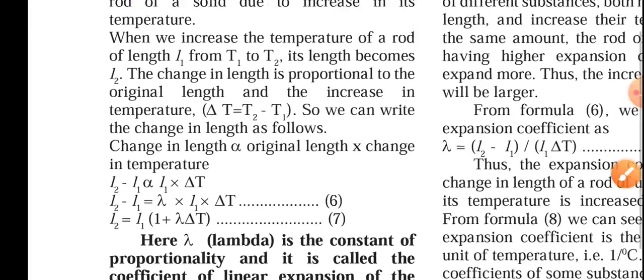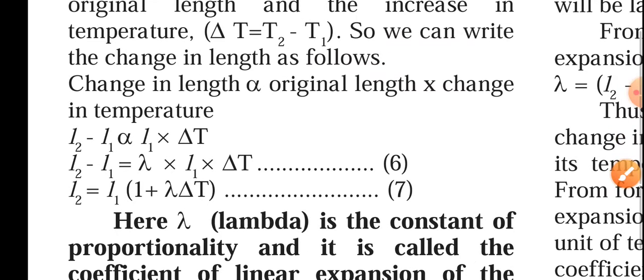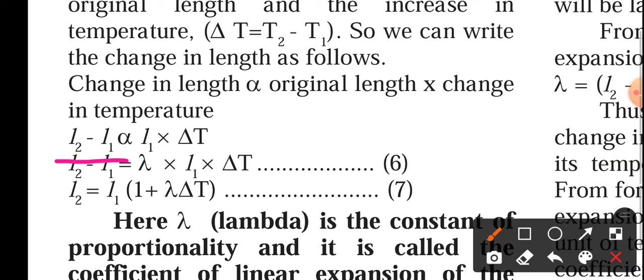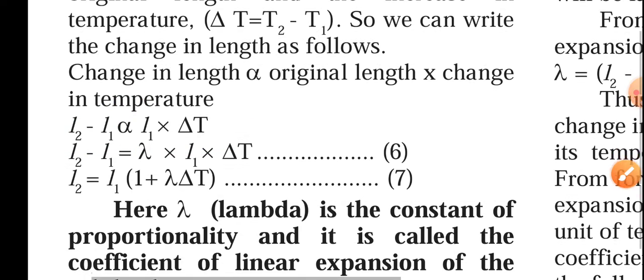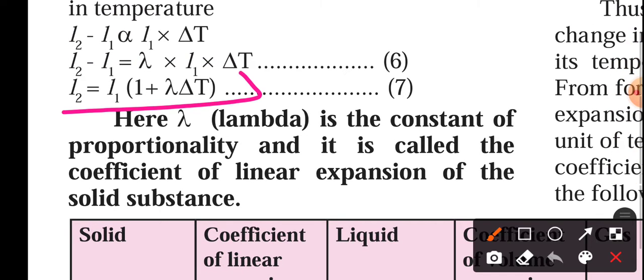If I zoom it out, you can see L2 minus L1 is directly proportional to L1 into delta T, where L2 is the final length, L1 is the initial length, and delta T is the change in the temperature. So change in length is in direct proportion with the product of the original length and the change in temperature. With the help of this we can derive a formula where we can write L2 is equal to L1 into (1 plus lambda into delta T).